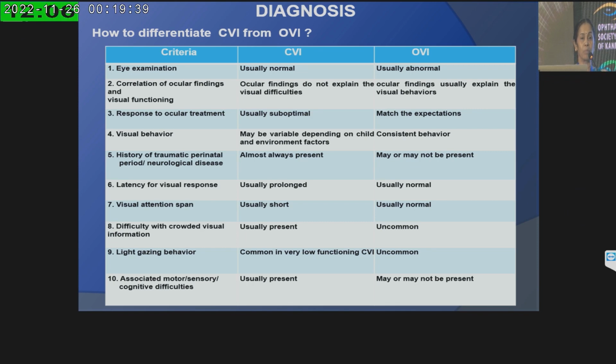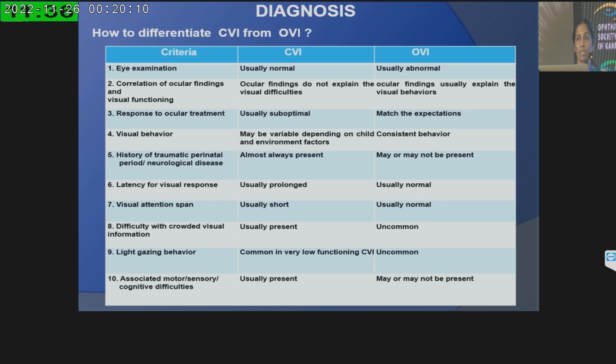It may be variable depending on child factors like fatigue and distraction, and environmental factors like visual clutter and familiarity of the object. All this will change the visual outcome of the child. In a crowded environment, the whole vision collapses in the CVI child, and they'll be stressed. History of traumatic perinatal period or perinatal problems will be present.